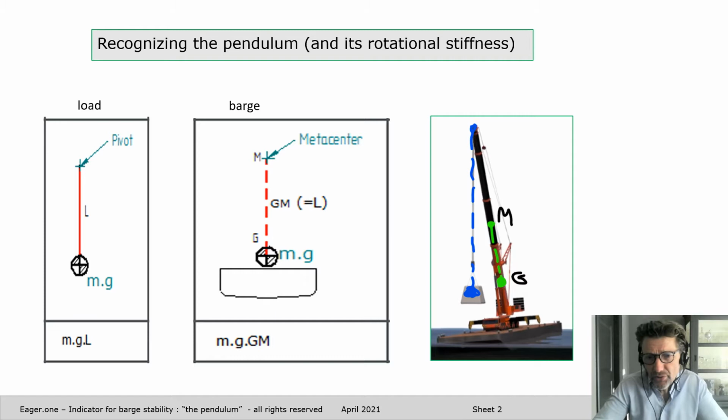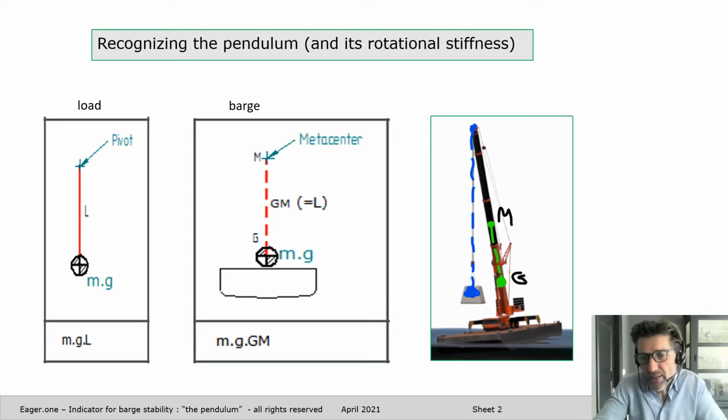At the right picture you see a floating crane in which two pendulums are drawn. The left one is the pendulum of the load itself hanging on top of the crane, and that's a quite simple one. At the right one you see the famous GM value. We are not going to introduce this GM value in this short video. We think this is common information which most of you know. We have other videos in which we explain more about this GM value.